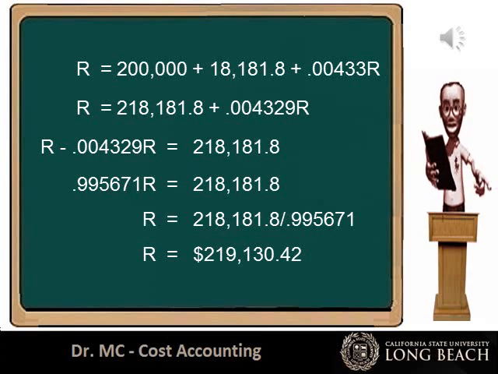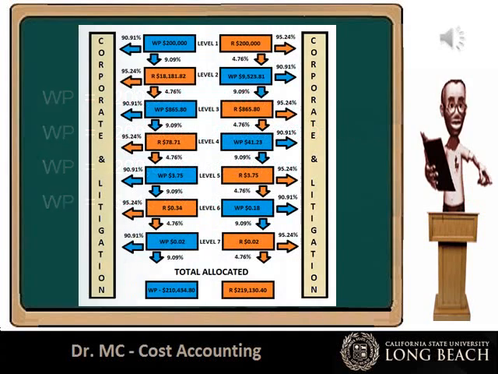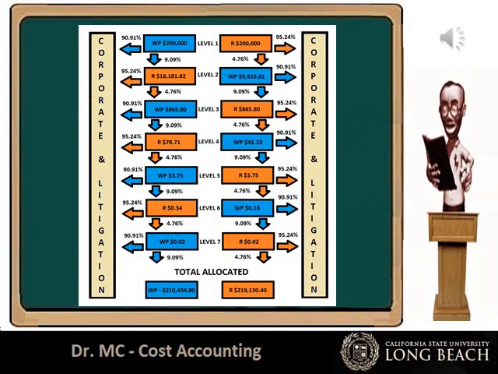Now that you know that recruiting will allocate a total of $219,130.42, you substitute that amount for R in the second equation and calculate that word processing will allocate a total of $210,434.78. If you go back and compare the figures that we just calculated to the total allocations that the 2 support departments made when we did 7 rounds of allocations, you see that we get the same amounts of total allocations with a slight rounding error.